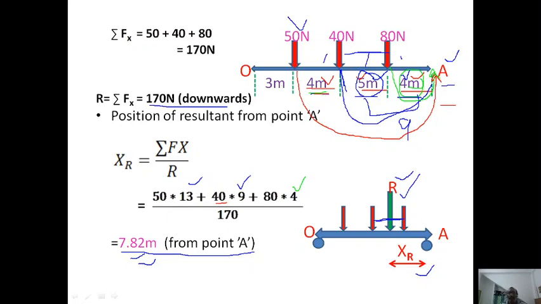All are anti-clockwise directions. So hence I took all as positive. For the like forces, you get the same sense, right? So by dividing the same thing with the resultant, I got this 7.82 meters. So this is the system you should follow to represent diagrammatically the resultant and its position.